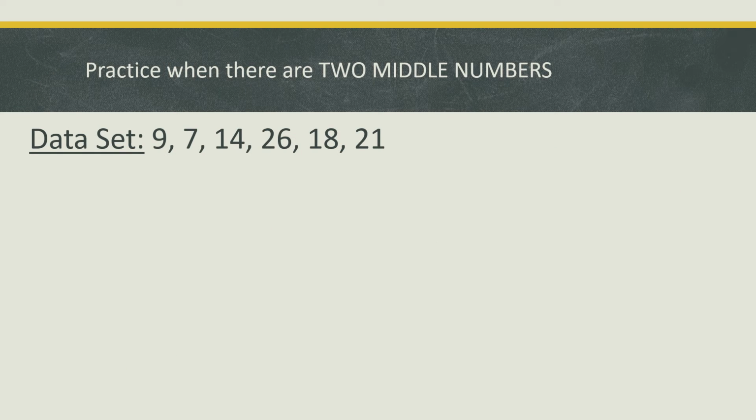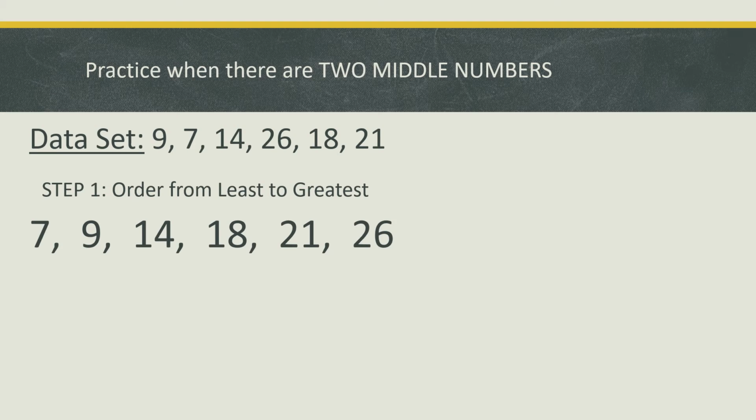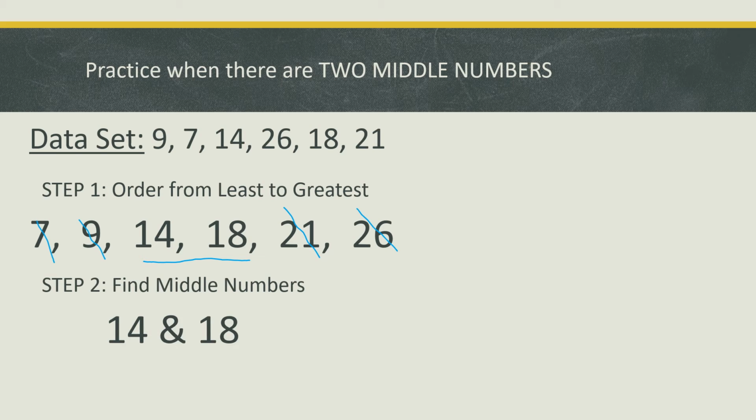Let's practice with 2 middle numbers. Here we have another data set: 9, 7, 14, 26, 18, and 21. Our first step, do you remember, is always to put them in order, least to greatest. So it'll be 7, 9, 14, 18, 21, 26. Let's work our way to the middle. We have 7 and 26, 9 and 21, and what you're left with is 14 and 18. So we found our middle numbers. They are 14 and 18.